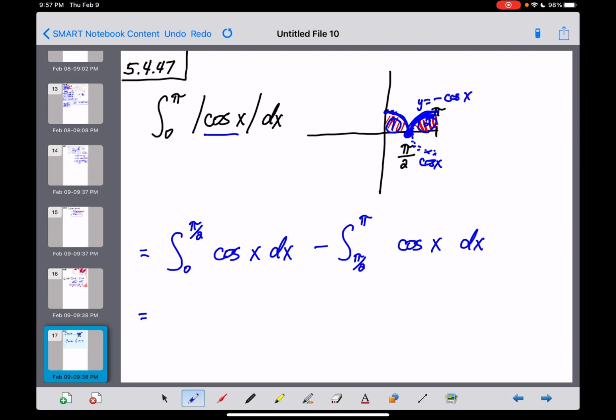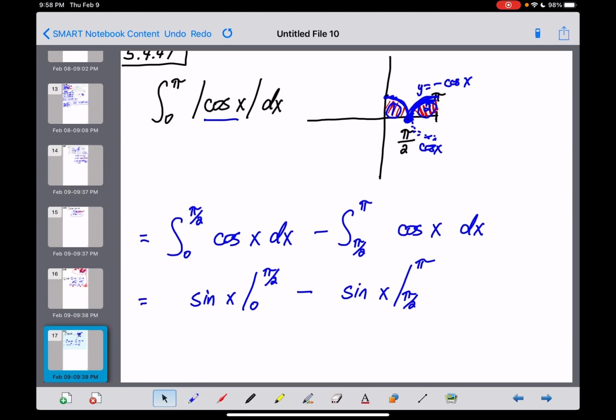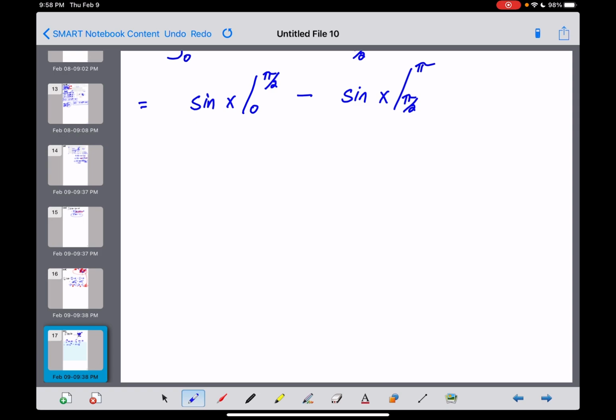So let's see what's going on. Antiderivative of cosine. What function has a derivative of cosine? That would be the sine of x, evaluated from 0 to pi over 2. And then minus, same deal now, antiderivative of cosine of x is sine of x, and we're going from pi over 2 to pi. All right, guys, let's see what we can do. I'll start right here, putting a pi over 2 in for x. The sine of pi over 2 is going to be 1, minus the sine of 0, which is 0.